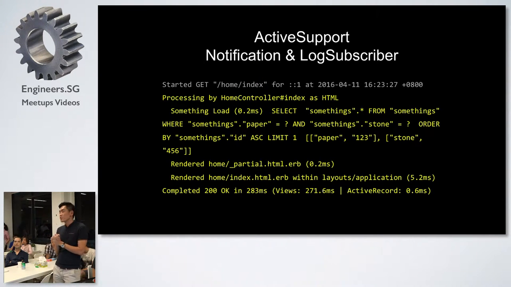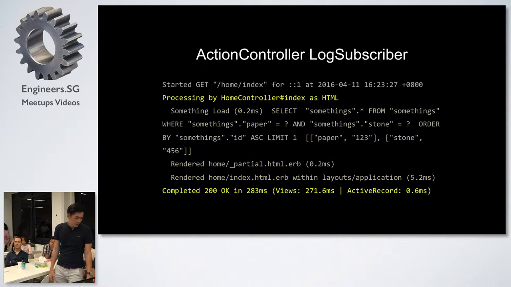So Rails has this concept of notifications. It's an event-based system where you can subscribe to events that happen in Rails. In this case, we have events for controllers, Active Record SQL, and render. Corresponding to the events, you have subscribers. Subscribers listen to these events, so when these events are triggered, they will do some logging. So these yellow lines are actually written by log subscribers, and there are three log subscribers here.